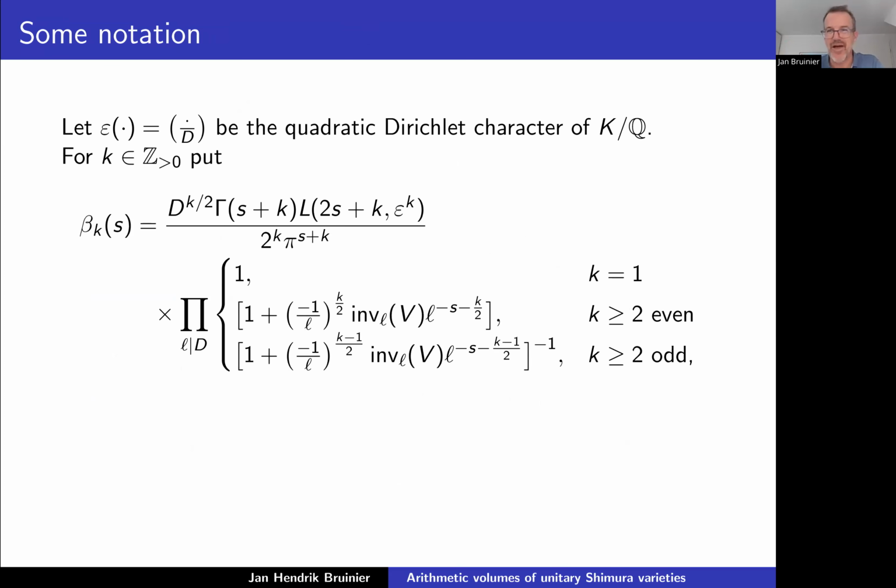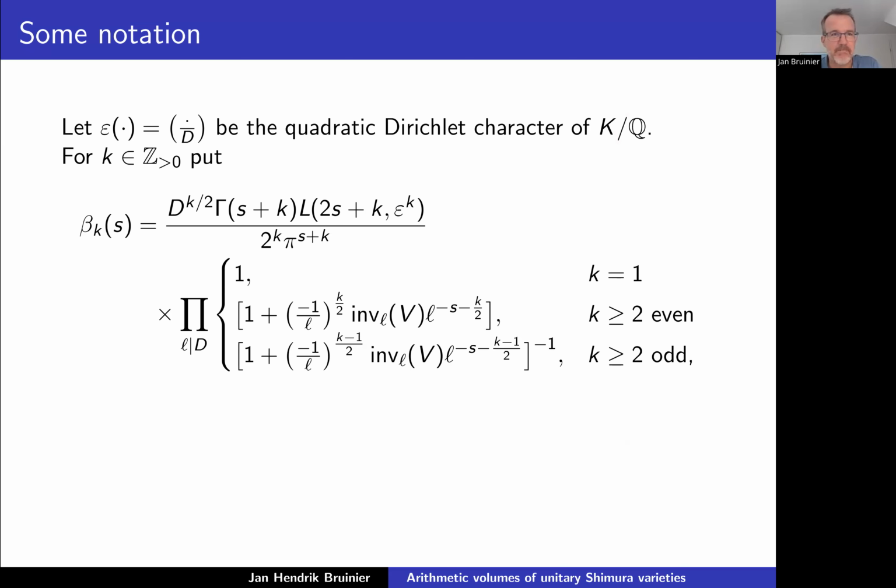Okay, and I want to give you the main result, and in order to give you the main result, I need to introduce a little more notation. This looks a bit clumsy or maybe a bit heavy at first sight, but it's not so bad. So first of all, we have this quadratic extension given by the imaginary quadratic field. There's a quadratic Dirichlet character associated with it. So it's just epsilon of x is x over d. So it's given by the Legendre symbol.